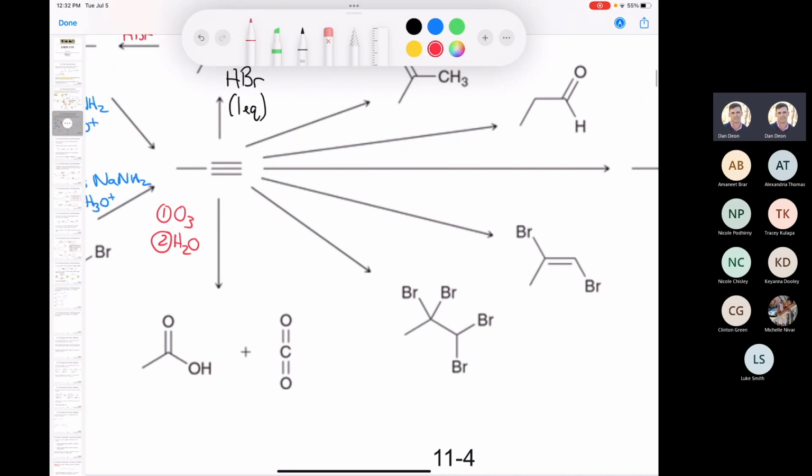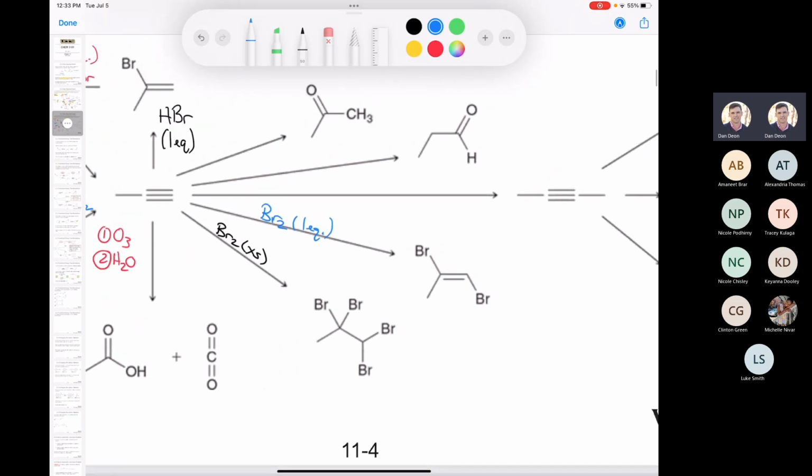Next one is if you want to make a tetrabromide, so just brominate everything, I would just write bromine and I would put excess bromine. Either way, it doesn't matter. So you're brominating the hell out of it. Whereas this one, you're only adding one equivalent of bromine. So I would put bromine and I would put one equivalent because you're only adding one molecule of bromine.